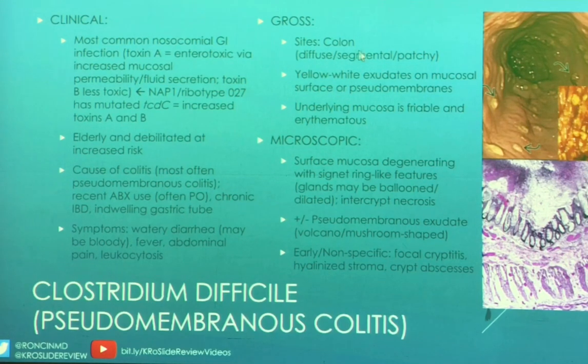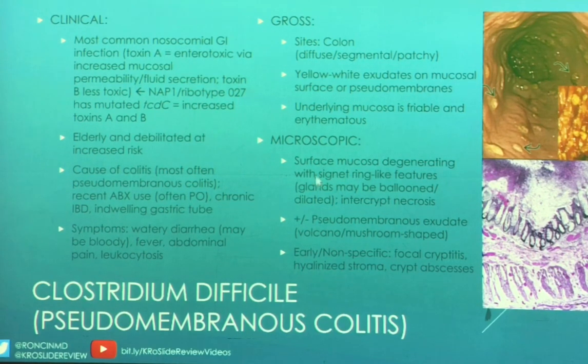This can be diffuse, segmental, or even patchy involvement of the colon, and you'll see these yellow-white exudates. They almost look like corn kernels on top of the mucosal surface, or you can see pseudomembranes themselves, which are more dull and gray. And the underlying mucosa, if you were to take these off, is going to be extremely friable and erythematous.